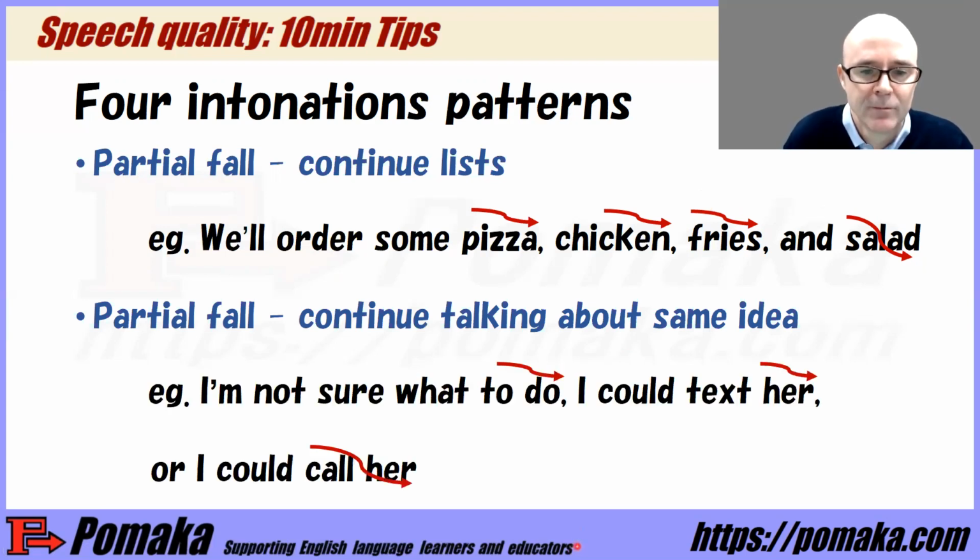For example, I'm not sure what to do. I could text her or I could call her. Let me read that one again. I'm not sure what to do. I could text her or I could call her. The partial fall here is telling us that there's more information coming about that idea, and this partial fall tells us there's still more, and the fall at the end tells us that idea is finished, and the speaker's either going to move to a new idea, or maybe the listener will have a chance to speak.